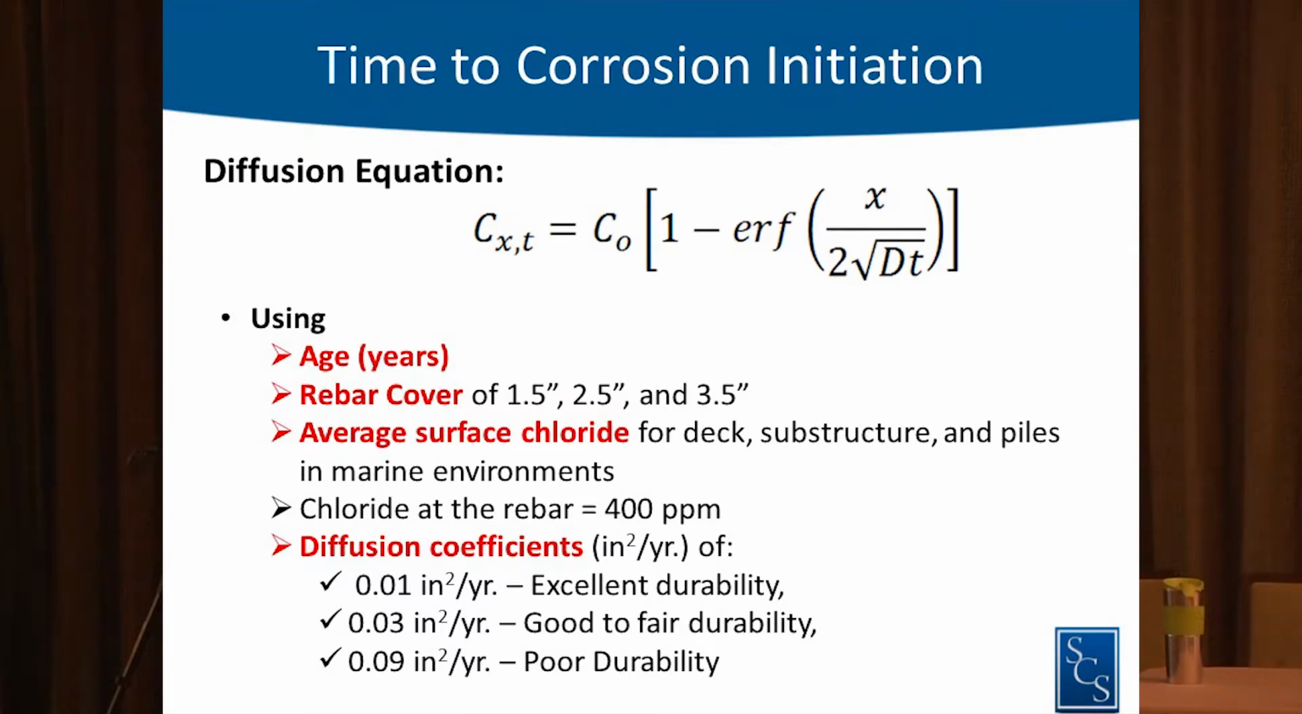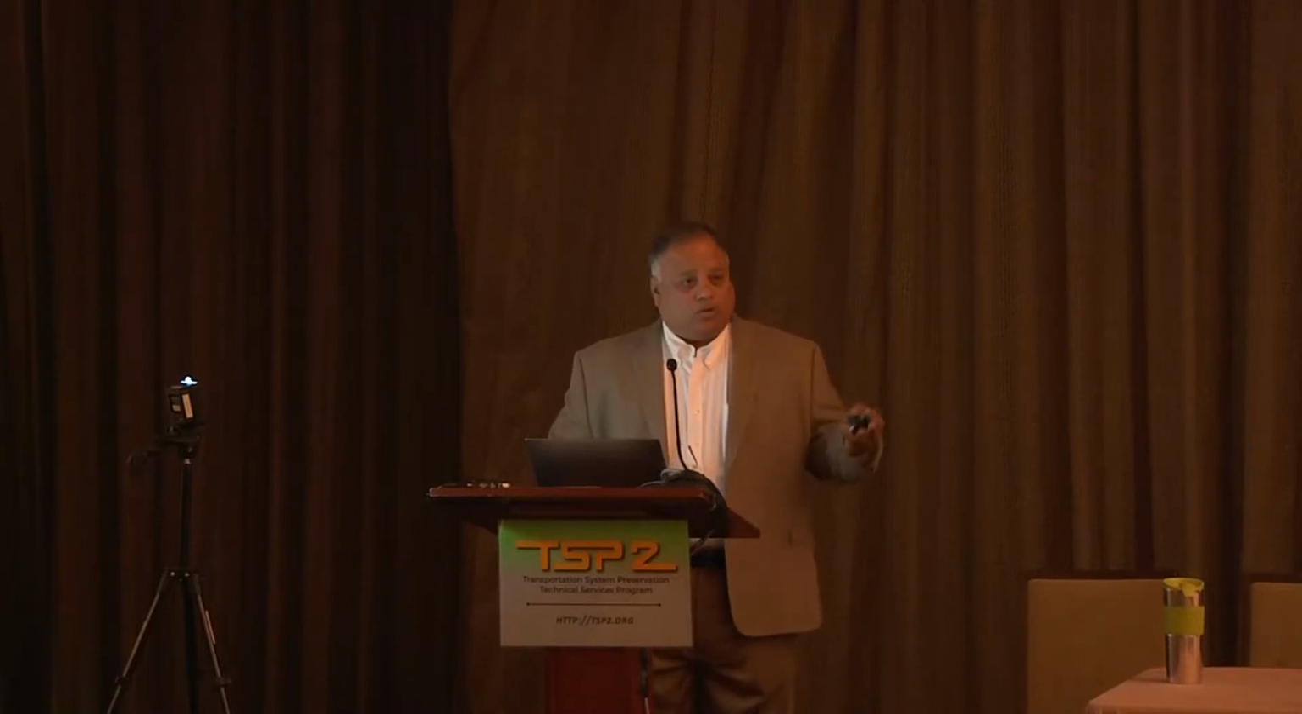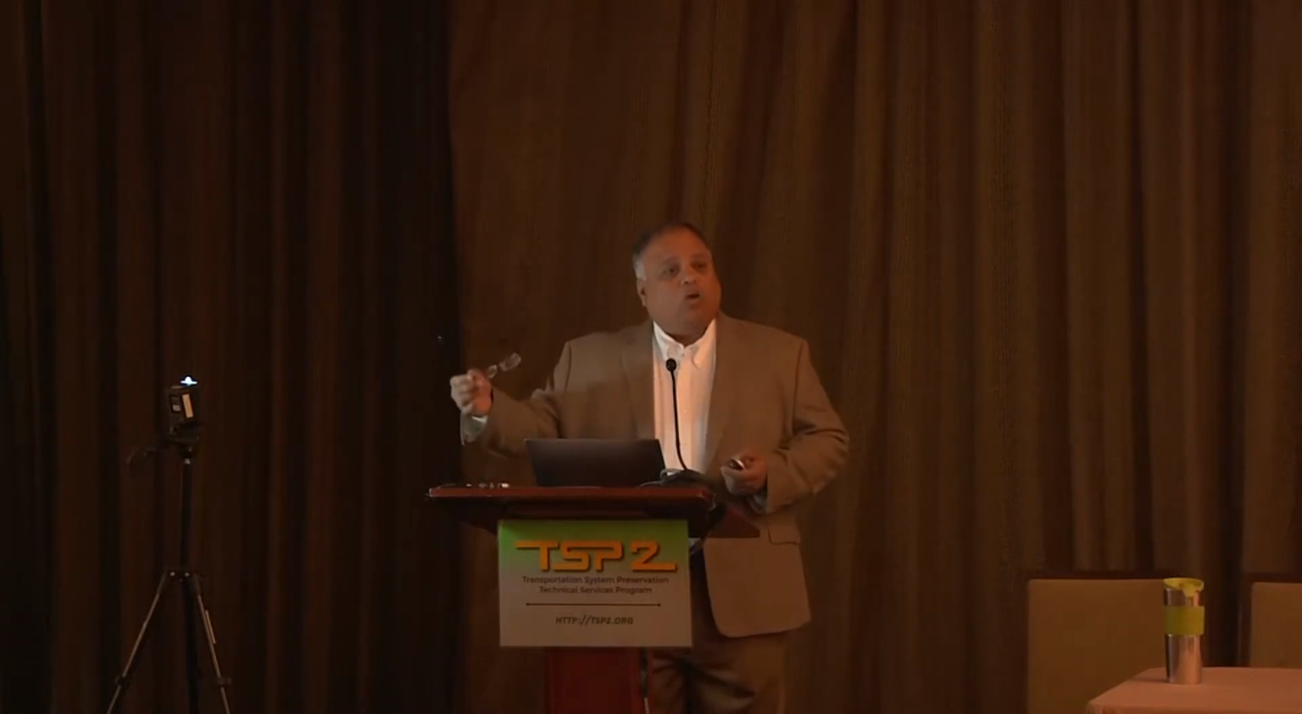So you take an existing structure, you take a number of cores, you slice those cores, you know the data: the surface chloride, the chloride at the rebar level, and the cover. Using that information, you get those diffusion coefficients. Use that to predict how long it would take for those chlorides to get to the steel level. Now you have a property that helps you predict your future deterioration, right?